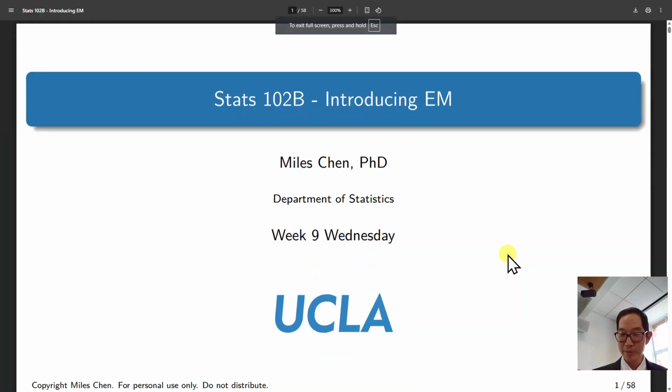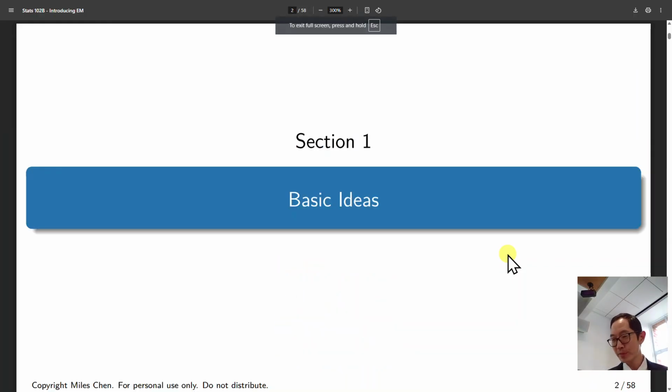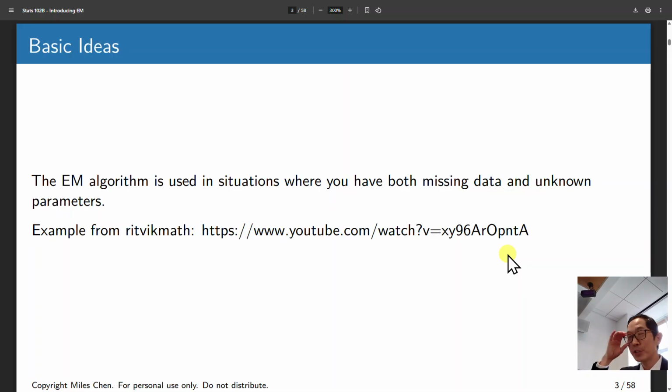the EM algorithm, or at least one specific case of the EM algorithm, I should say, or a specific application. So the EM algorithm is the expectation maximization algorithm, and we can use this in situations where we have both missing data and unknown parameters.